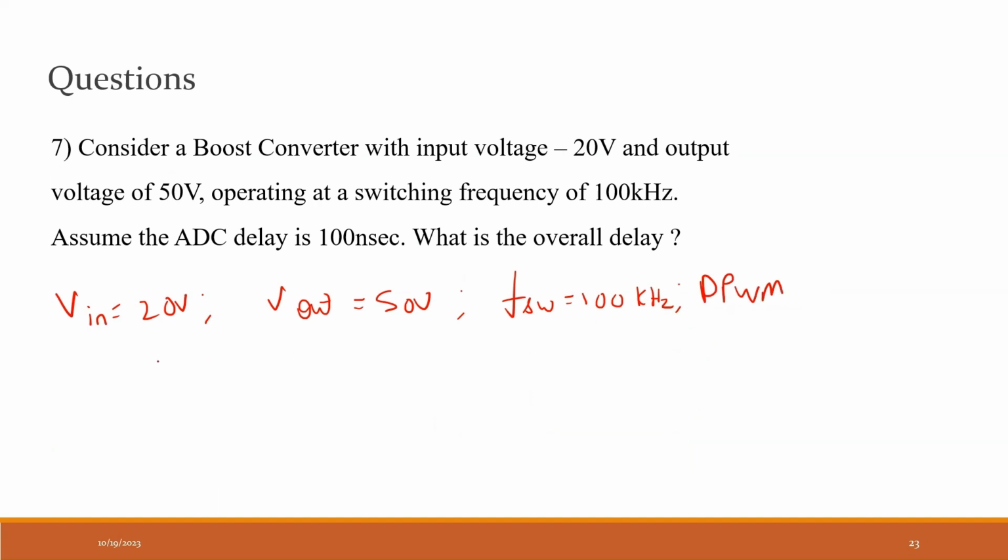So what is your duty ratio? For a boost converter, what is the duty ratio expression? See, V out is equal to V in upon 1 minus D.